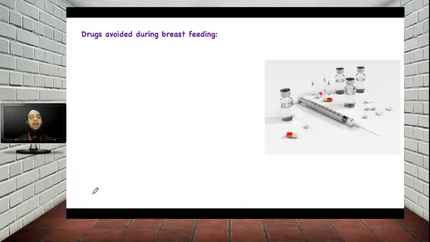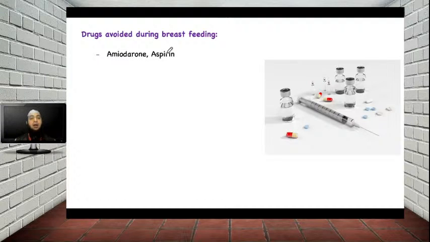Either you can avoid giving the drug to the mother who is feeding the child, or, as a second option, you can continue the treatment and put the child on external milk. Both options are possible, and it all depends upon the health of the mother. If the mother's health is the priority, and she is suffering from some severe disease, then in those cases you need to give medicine to the mother. So let's see which drugs can be avoided during breastfeeding.